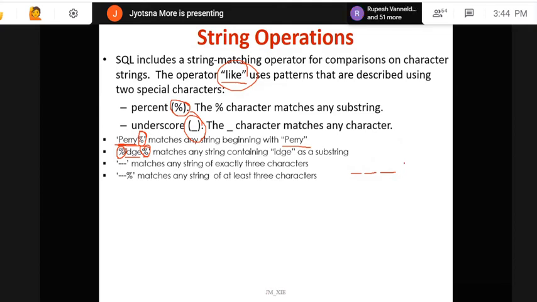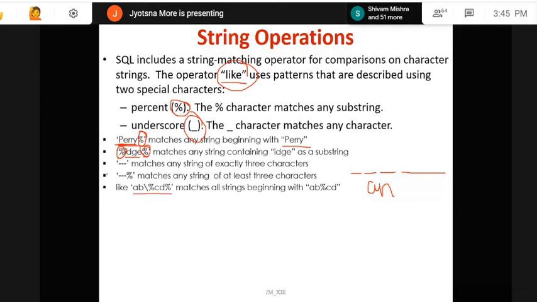After that you can have any number of further characters. But it will not accept a string with only two characters. For example, "and". Okay, minimum three is required and then any. So minimum three.